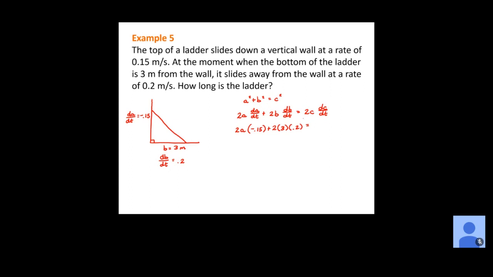Now let's look at the other side. We have 2 times c. Do we know our c value? No. That's actually what we're trying to find, right? We want to know the length of the ladder. So this is the thing we're trying to solve for. So we're going to have 2c. And do we know dC/dt?